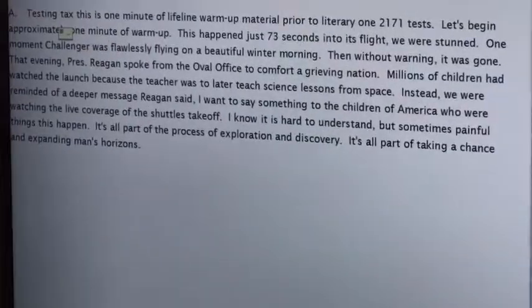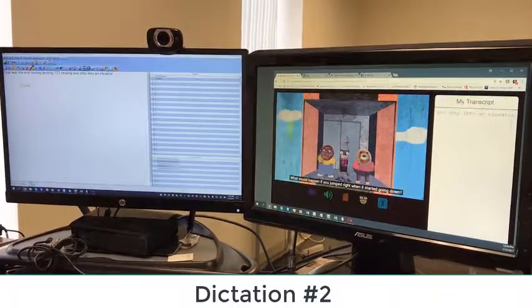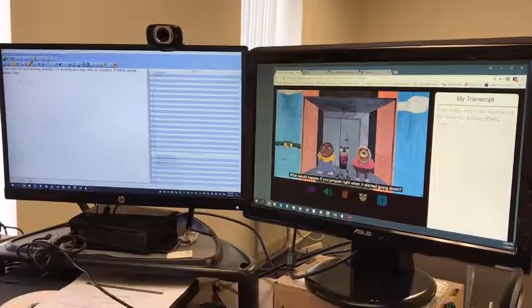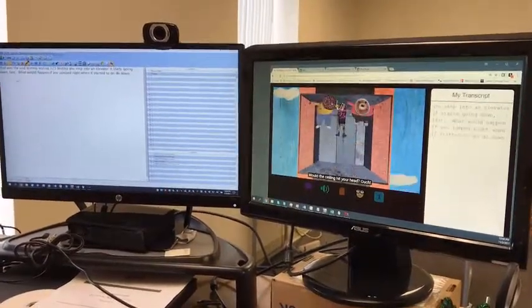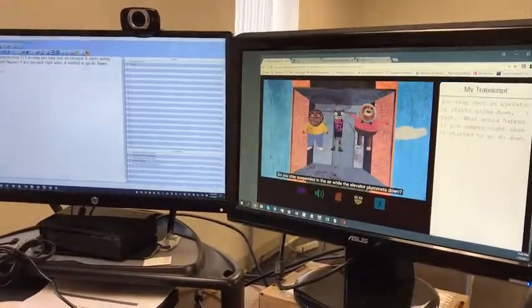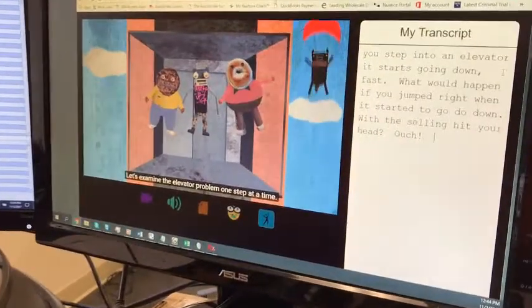End warm up. It starts going down, fast. What would happen if you jumped right when it started to go down? Would the ceiling hit your head? Ouch! Do you stay suspended in the air while the elevator plummets down?